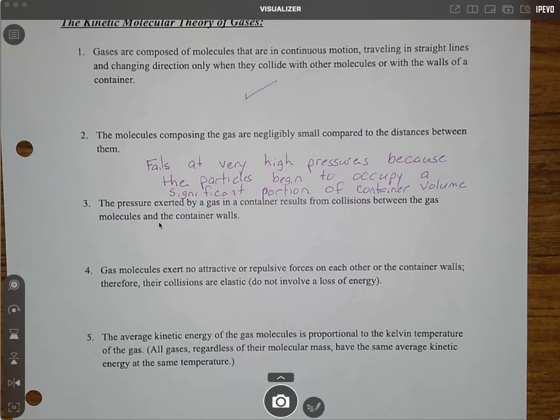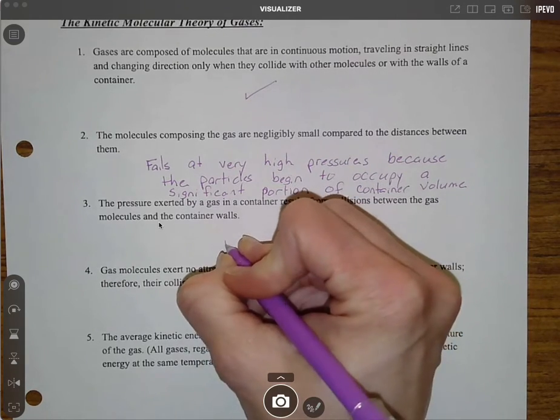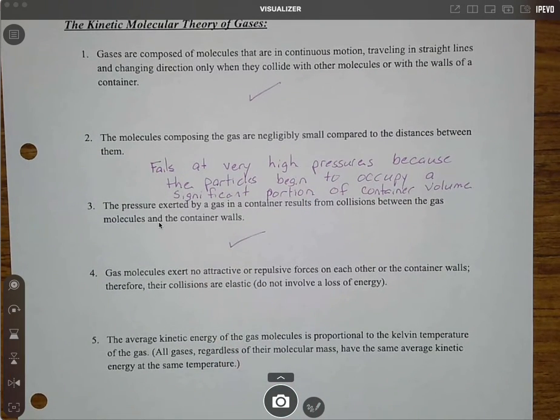So essentially, it becomes so crowded that we can no longer pretend that the particles aren't taking up any space. Number 3, the pressure exerted by a gas in a container results from collisions between the gas molecules and the container walls. Check. Always going to stay true. Number 4, gases exert no attractive or repulsive forces on each other or the container walls. Therefore, their collisions are elastic and don't involve a loss of energy.